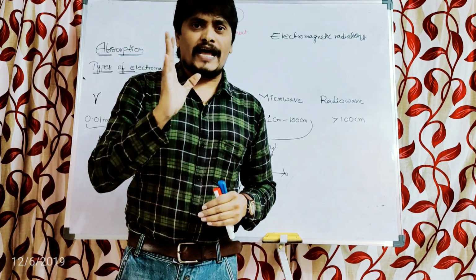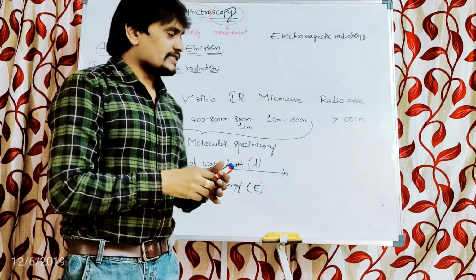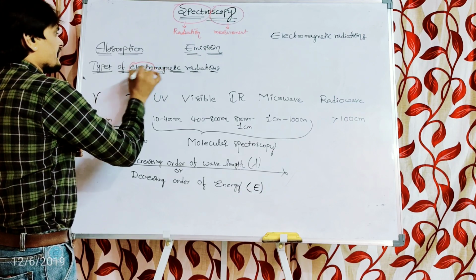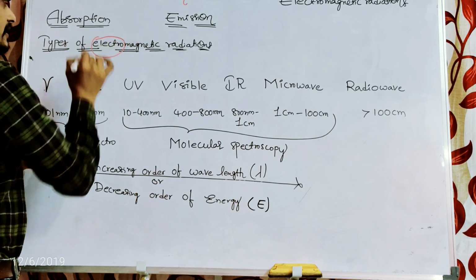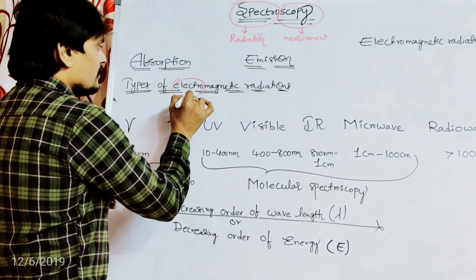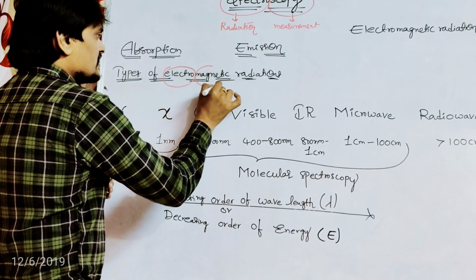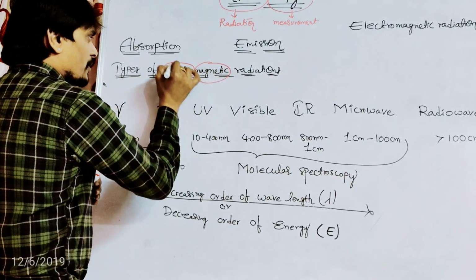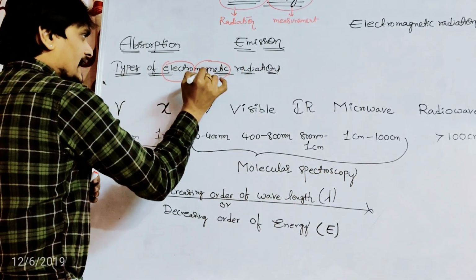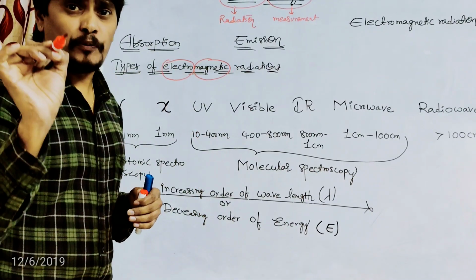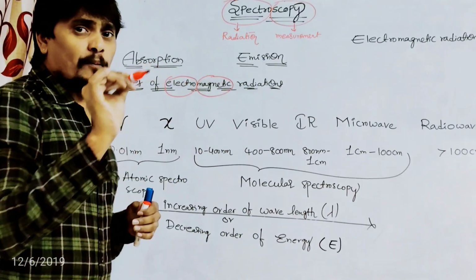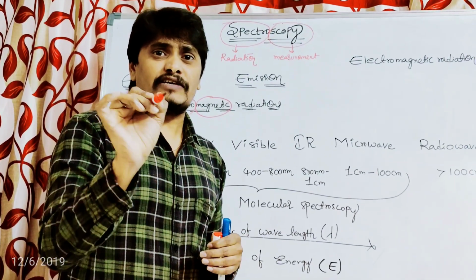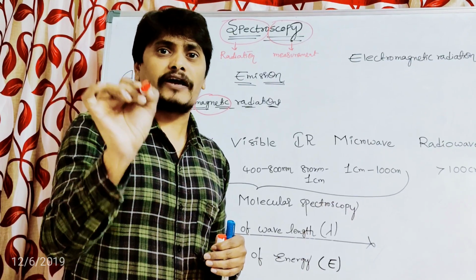To be more precise, the name itself suggests that these radiations possess an electrical property, because it is electro, and a magnetic property, because it is magnetic. The radiations which possess electrical and magnetic properties and are characterized by wavelength, frequency, wave number, etc. are called electromagnetic radiations.